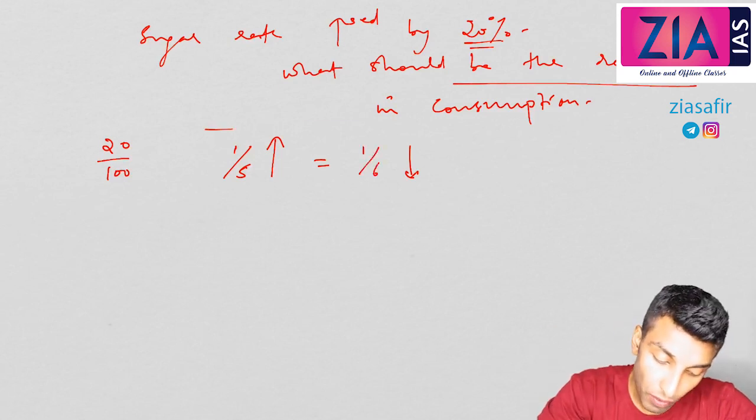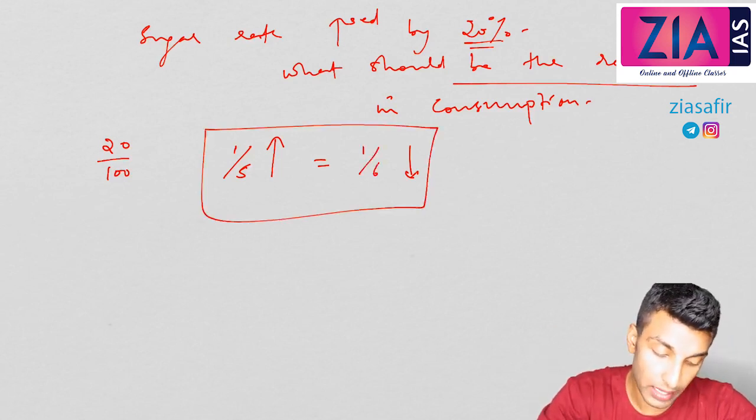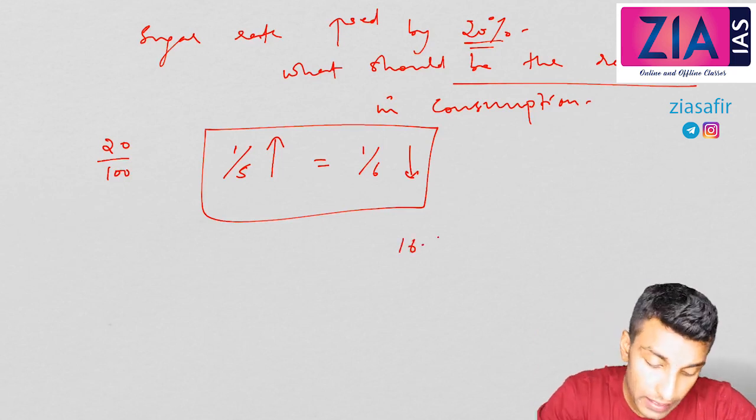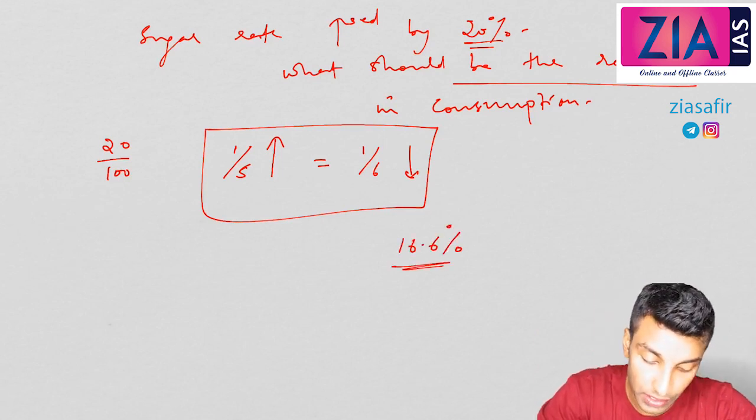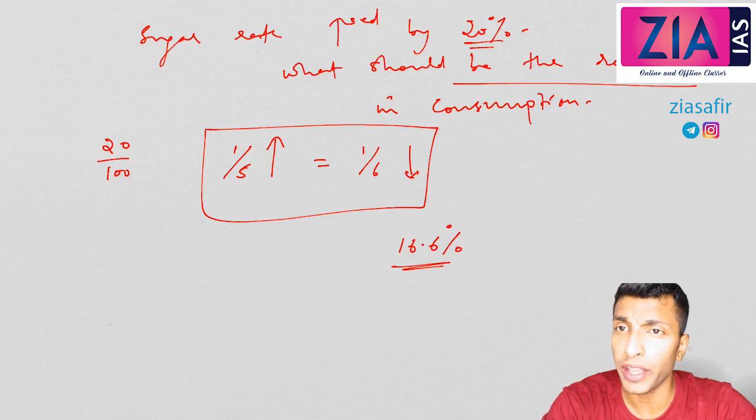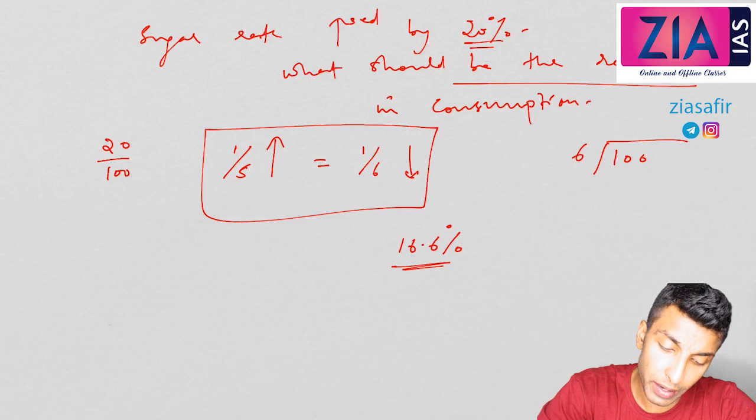So this is going to be a 1 by 6 decrease. So you got the answer. What is 1 by 6? 1 by 6 is nothing but 16.6%. That's enough. Now, how are you getting this 1 by 6 as 16.6? I don't want you to divide 100 by 6.